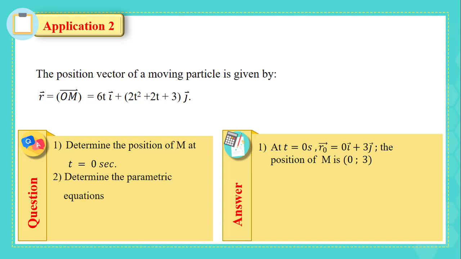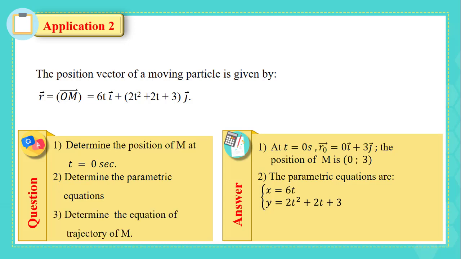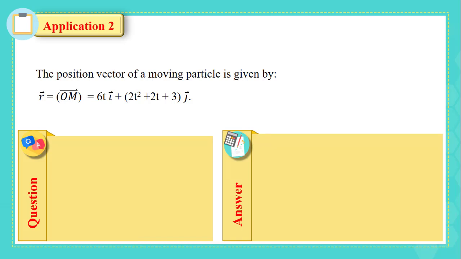In part 2, we have to determine the parametric equations, which are x is equal to 6t, y is equal to 2t squared plus 2t plus 3. In part 3, we have to determine the equation of trajectory of M. t is equal to x divided by 6, and by substitution we find that y is equal to x squared divided by 18 plus x divided by 3 plus 3.